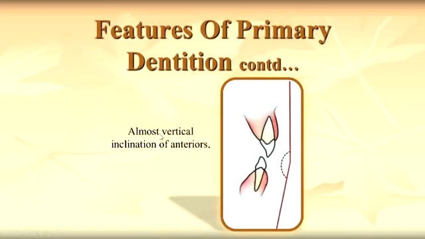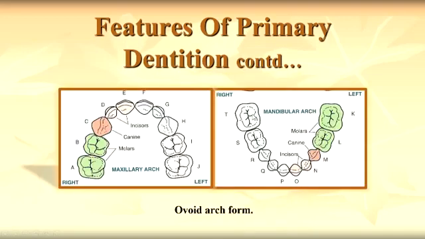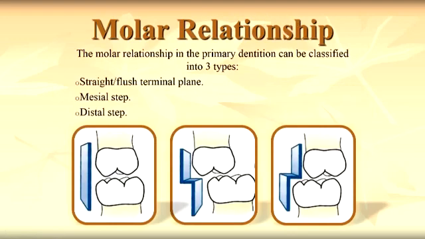Features of primary dentition: almost vertical inclination of the anterior teeth, and this can be analyzed by this obtuse angle with the long axis of the teeth. Ovoid arch form. The ovoid arch form is one of the most characteristic features of the deciduous dentition.